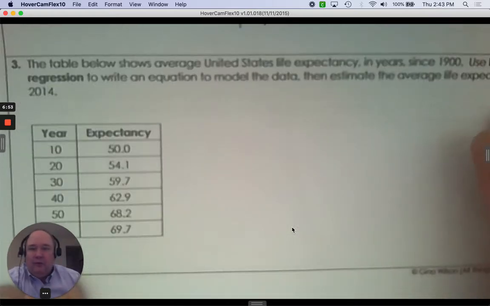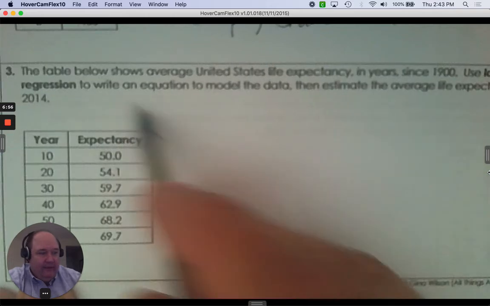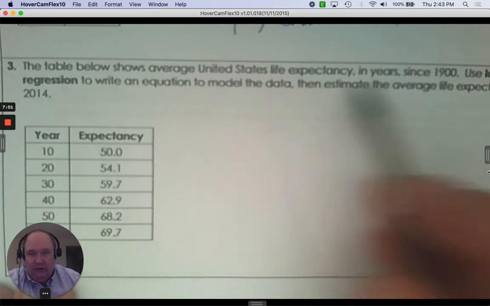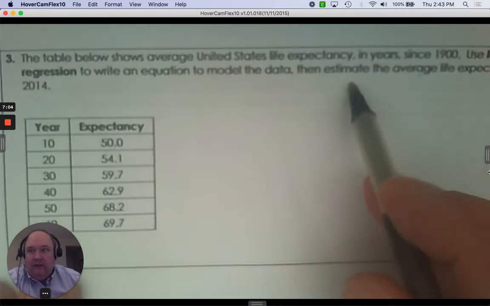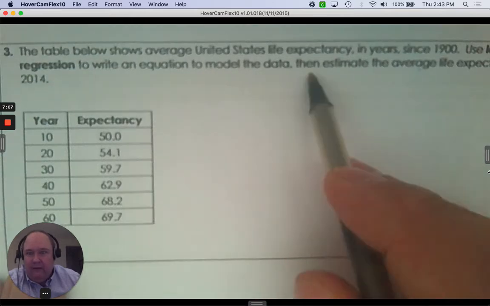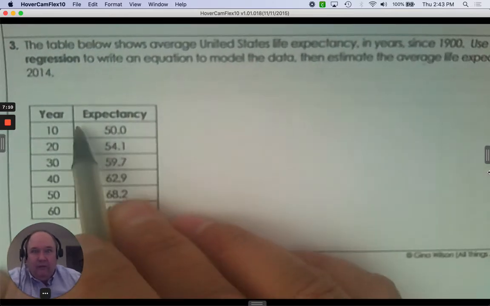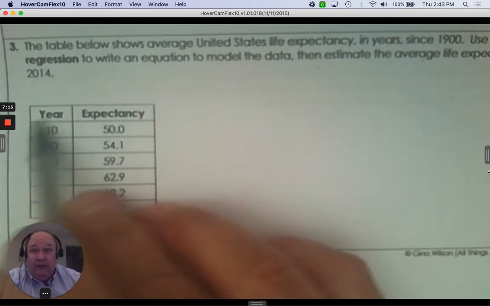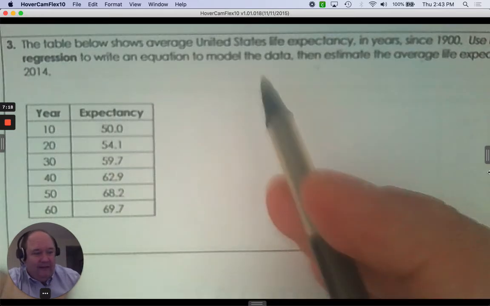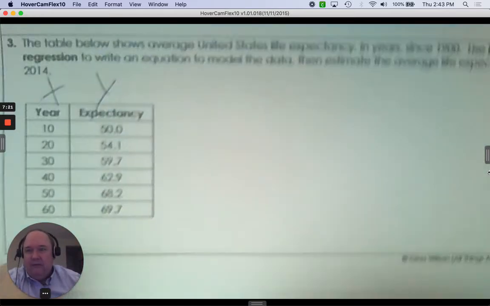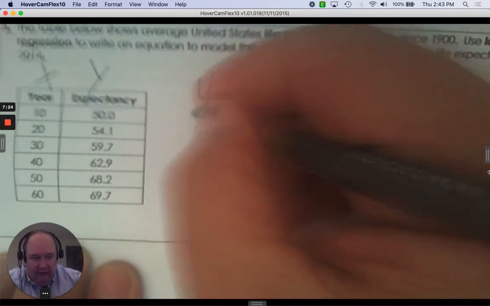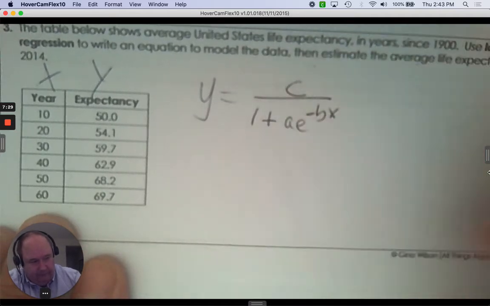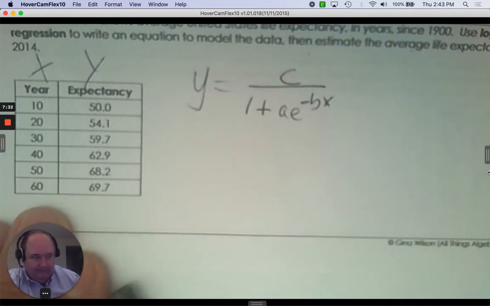All right, number 3. The table below shows average United States life expectancy in years since 1900. Use a logistic regression to write an equation to model the data. So this would be 1910 all the way up to 2014. So if this is since 1900, let's have an understanding of this, and let's use this in a logistic growth model. Looks like this. And we're going to use that when we type it in.